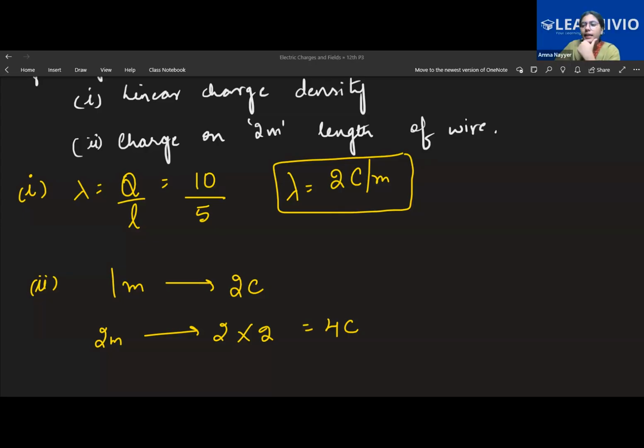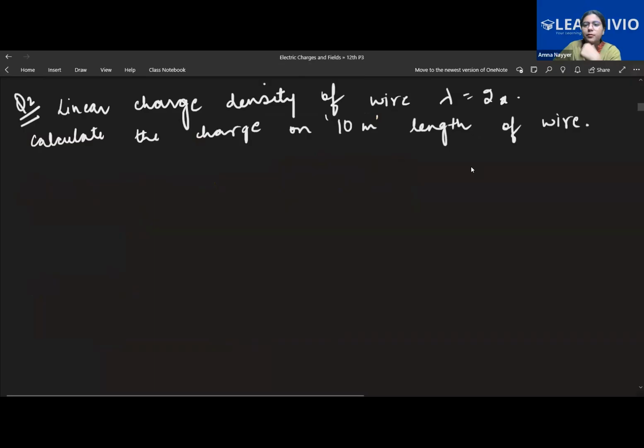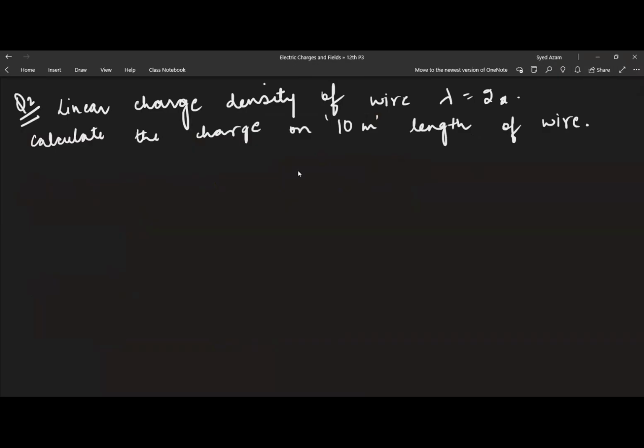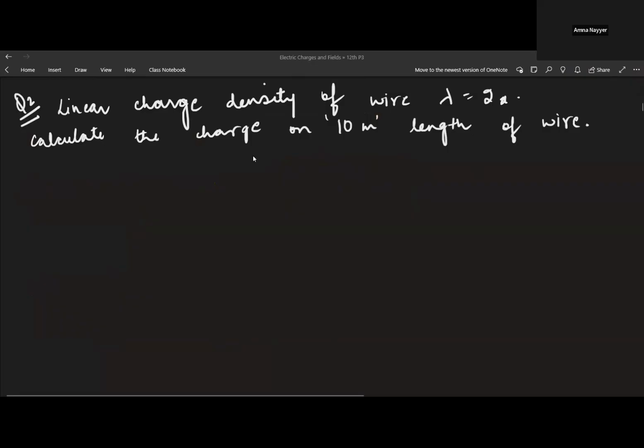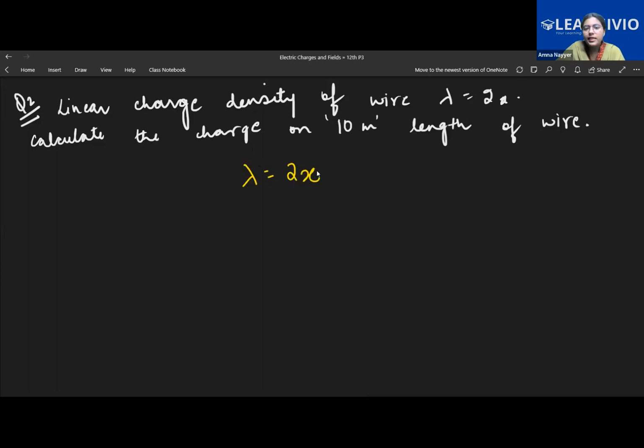Okay. Let us look at one more question where your lambda is variable. This is saying the linear charge density of the wire is lambda equals 2x. Now you can see if the value of x changes, x is 0, x is 1, or something else, and you keep putting the values of lambda, it was not possible. Why? Because 2x, this is your independent variable, and lambda is the dependent variable. So here we can see that yes, this is variable.